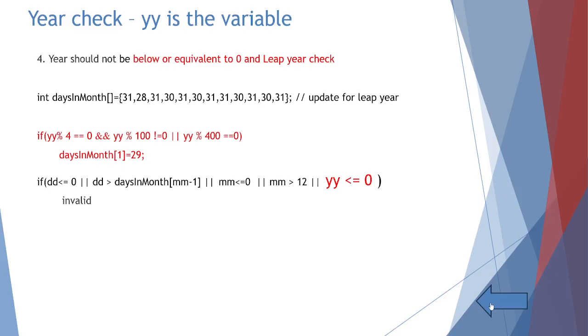0 January, 31 days, 1 28. That we are updating immediately. And then DD will be properly checked. DD greater than days in month mm-1, leap year also taken care. Now extra, y less than equal to 0, that case also invalid.